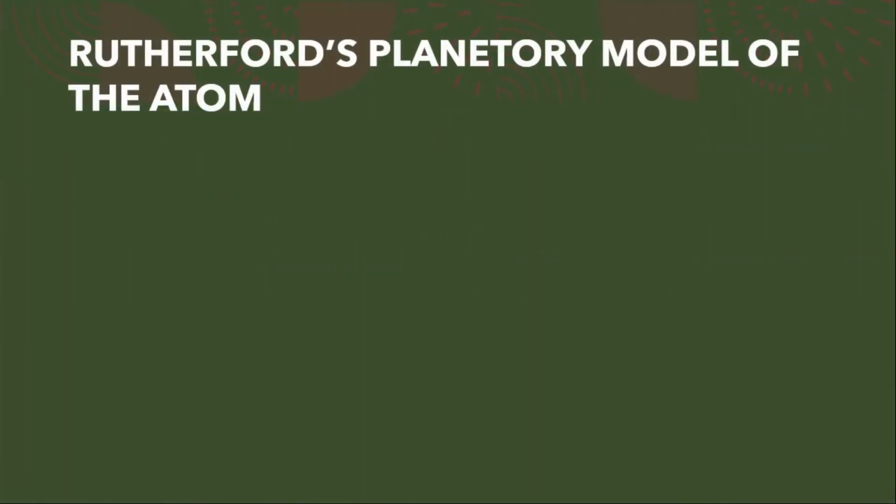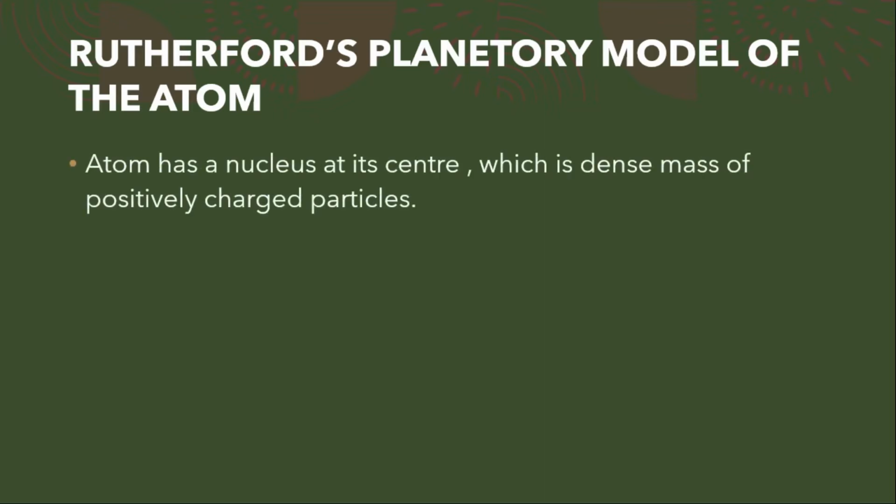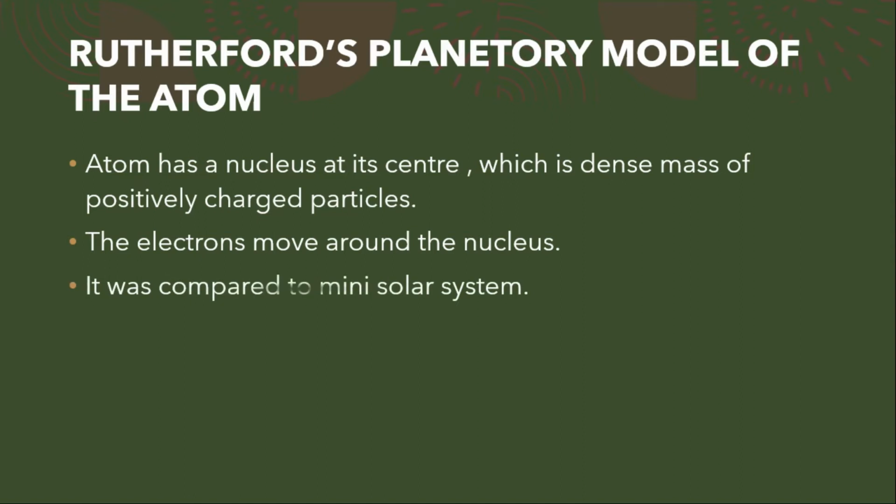In Rutherford's atomic model, also called the planetary model, there were certain points that Rutherford stated. He said that the atom has a nucleus in the center, and most of it is positively charged. He also said that the electrons are revolving around the nucleus, and he compared his model to the solar system, a mini solar system, where the nucleus is the sun and the electrons are the planets that revolve around the sun in orbits.